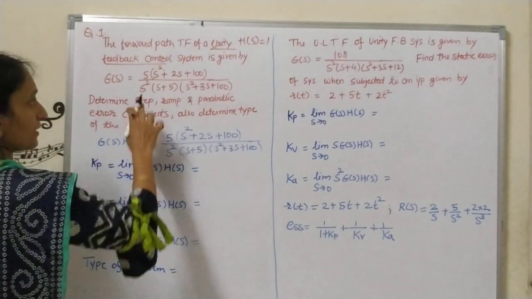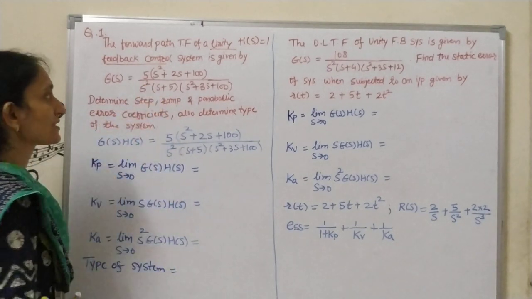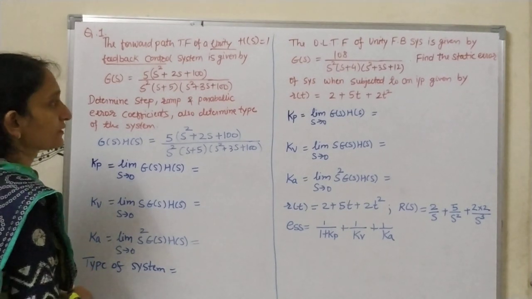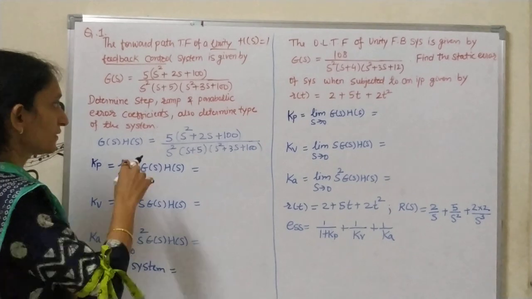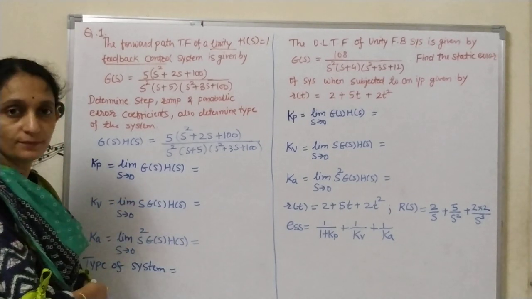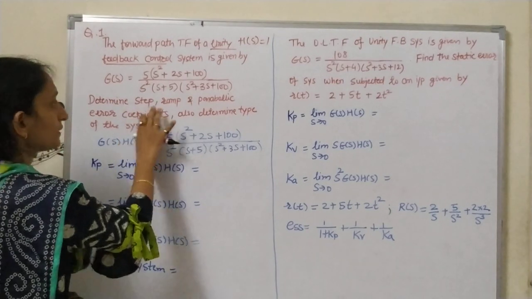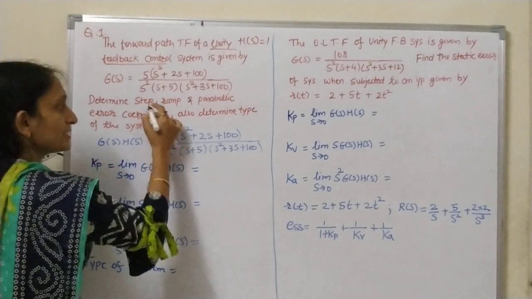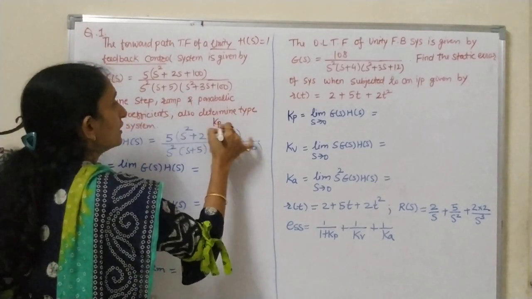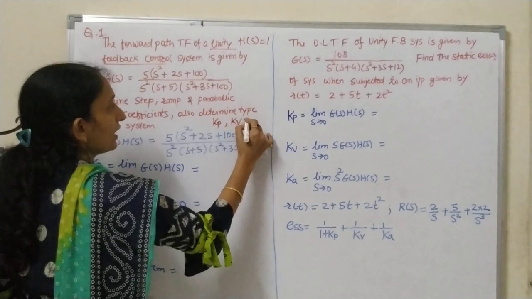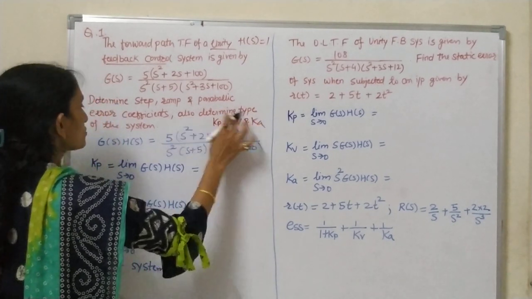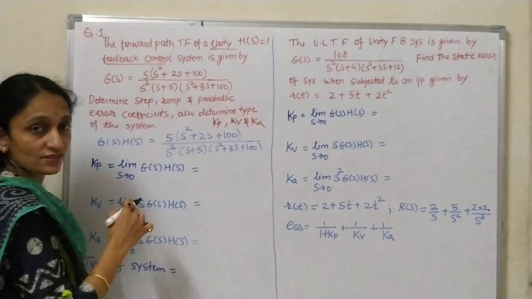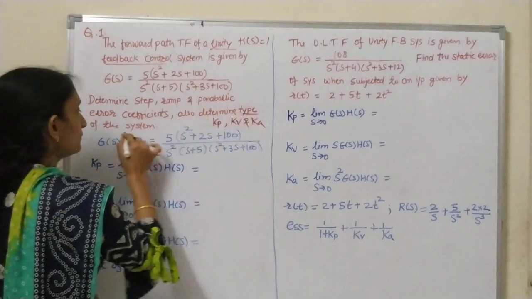So the transfer function is given by, look at this, 5 into (s square plus 2s plus 100) upon s square into (s plus 5s square, 3s plus 100). Suppose I ask you the question, what is the type of the system? In this question it is asked to determine the step, ramp, parabolic error coefficients. Step means we need to calculate Kp, ramp means Kv, and parabolic means Ka, and also determine the type of the system. So you have to comment on the type of the system also.